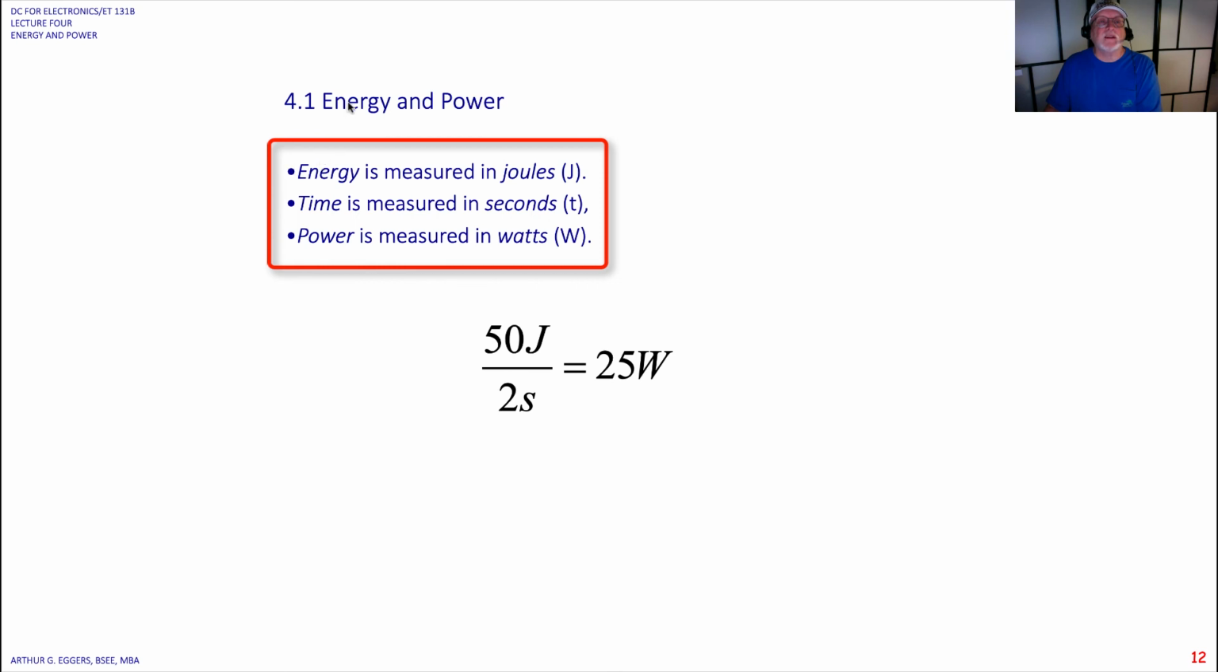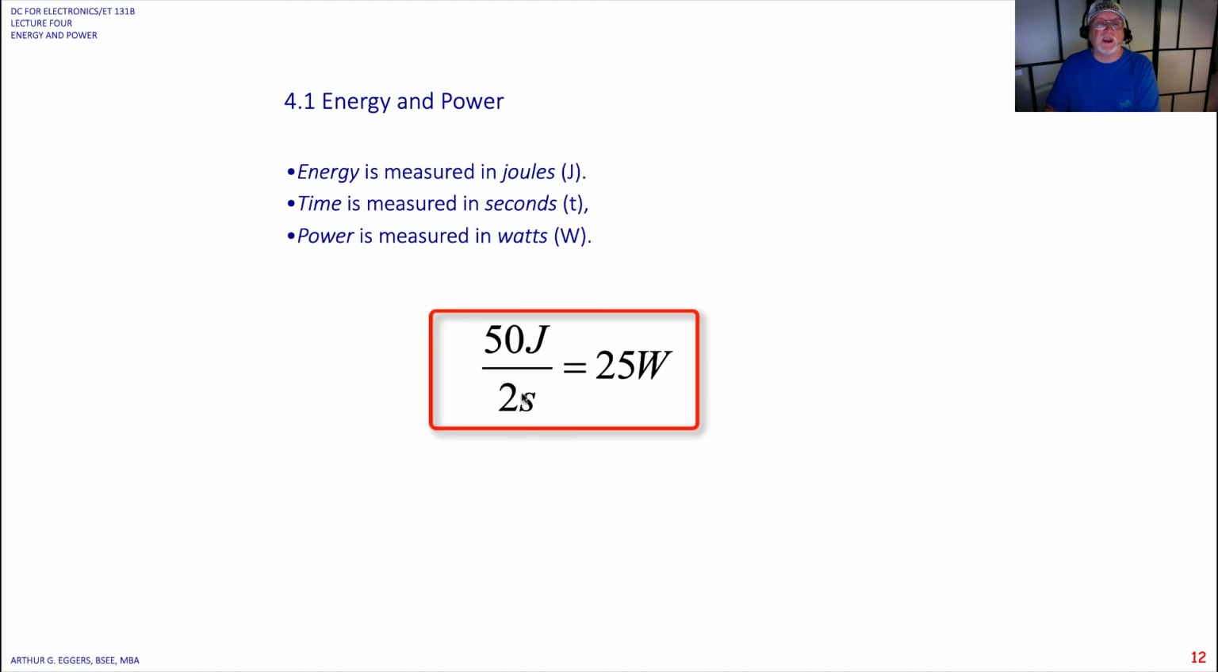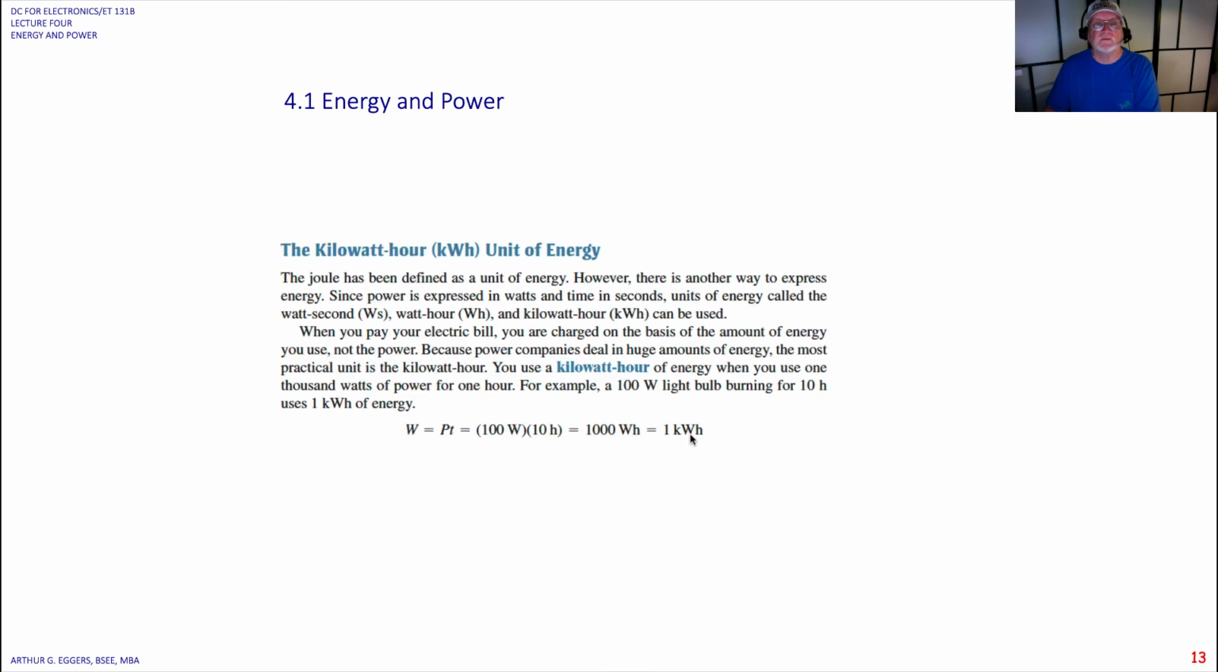So we've looked at energy and power and defined energy measured in joules, time measured in seconds, power measured in watts. If we solve for 50 joules divided by 2 seconds, so that's 50 joules of energy over 2 seconds, we get 25 watts. Okay, so in the next video we'll talk about the kilowatt hour and the units of energy in something like the utilities industry.